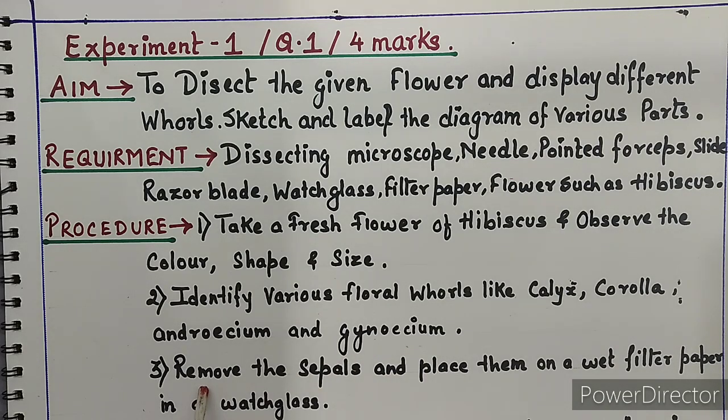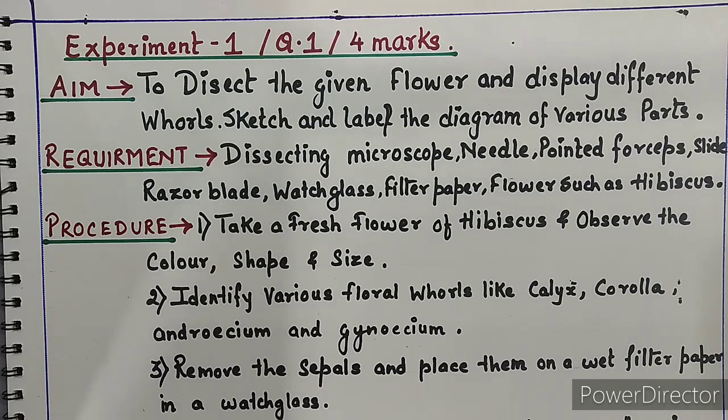So we first remove the sepals, which are the members of the whorl calyx, and place them on a wet filter paper kept in a watch glass. Very delicately, very gently, you have to remove the sepals and place them on a moist filter paper on a watch glass. Like this. Next, you will remove the petals.